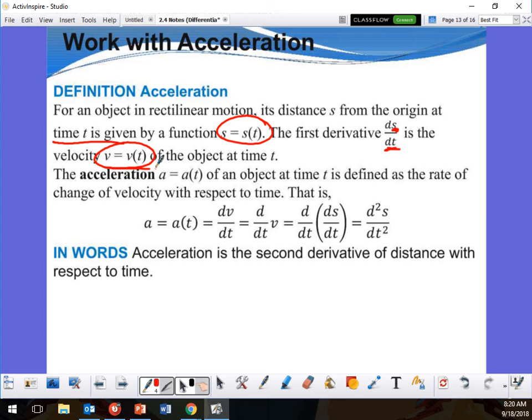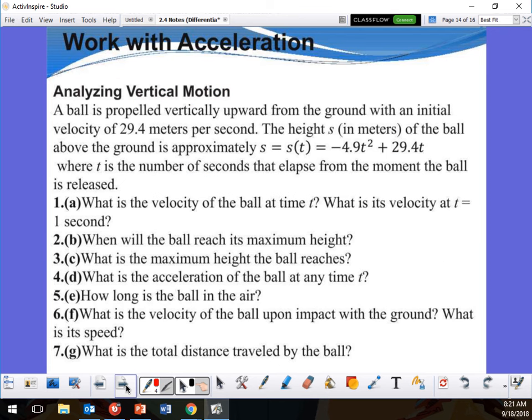Acceleration a of t, that's the second derivative. That's the second derivative of this. So a of t is acceleration at time t, the rate of change in the velocity with respect to time. We could also rewrite the second derivative like this. This means the second derivative, that's y double prime there.